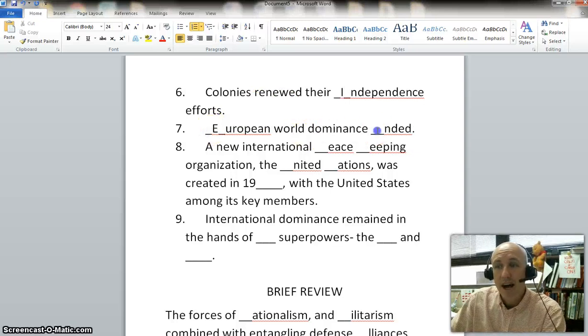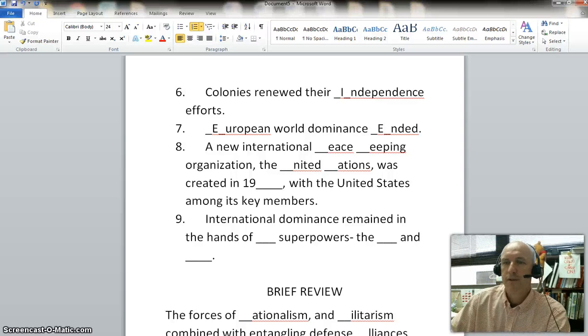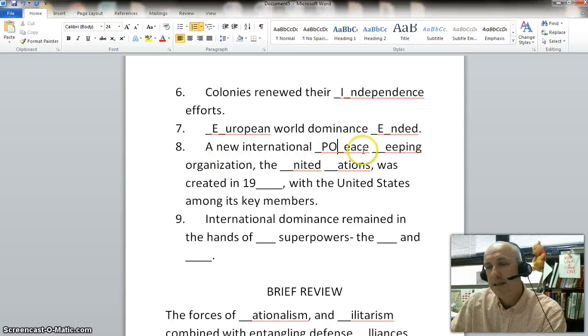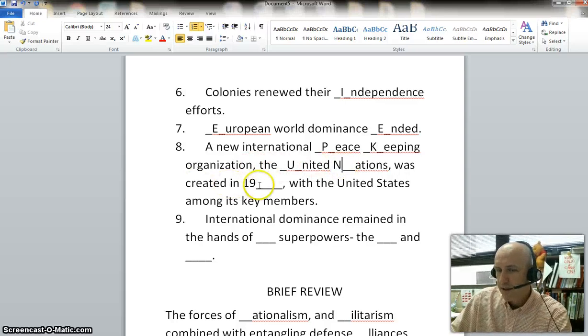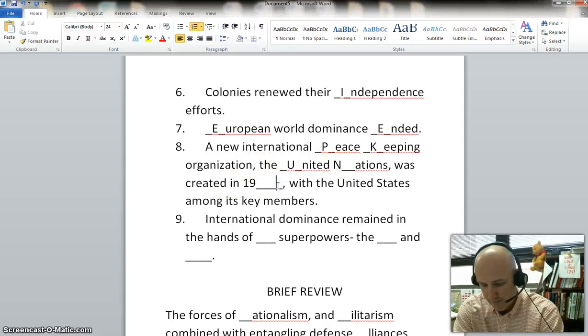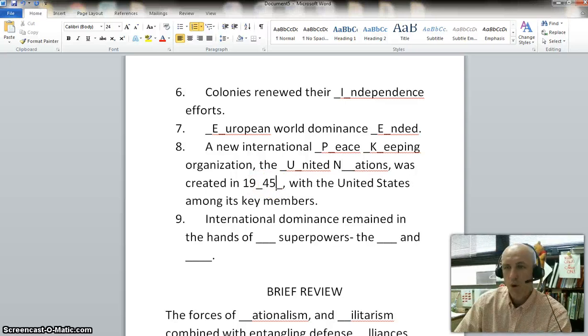European world dominance, check this out, ended. The United States and the Soviet Union will be the dominant forces in the world. A new international peacekeeping organization, and y'all know what this is, the United Nations, was created in 1945. Yes, the year the war ended, with the United States now among its key leaders. This makes it different than the League of Nations.